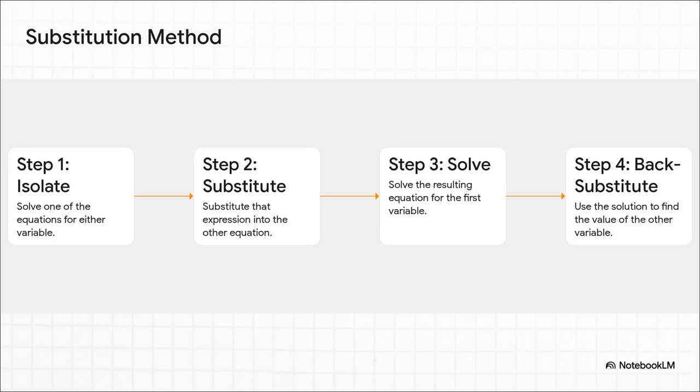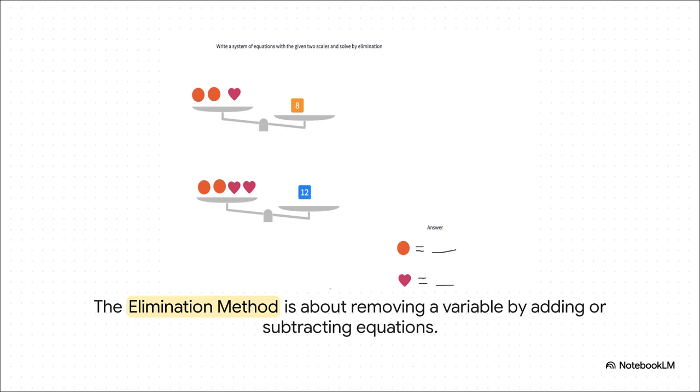First up is the substitution method. The whole strategy here is pretty clever. You just solve one of the equations for one variable, get it by itself. Then you take that whole expression and plug it into, or substitute it into, the other equation. Suddenly, you've only got one variable to worry about. Solve for that, and then plug that answer back in to find the second one. Done.